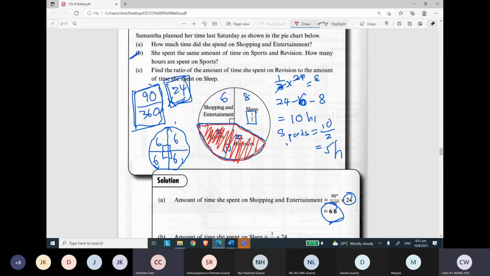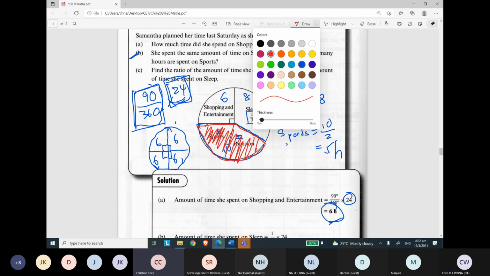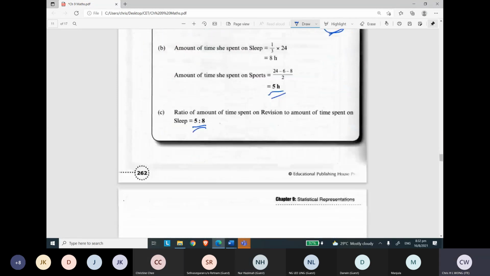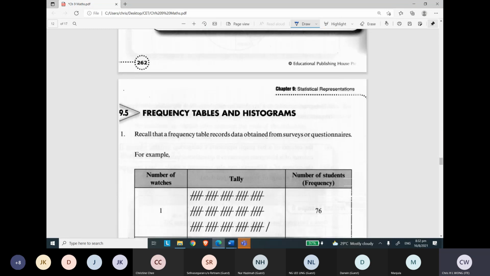Oh, so I have to find the 10 hours. Okay. So 10 hours, so this is 5, right? This is also 5. Why? Because they're equal. Okay, all right.